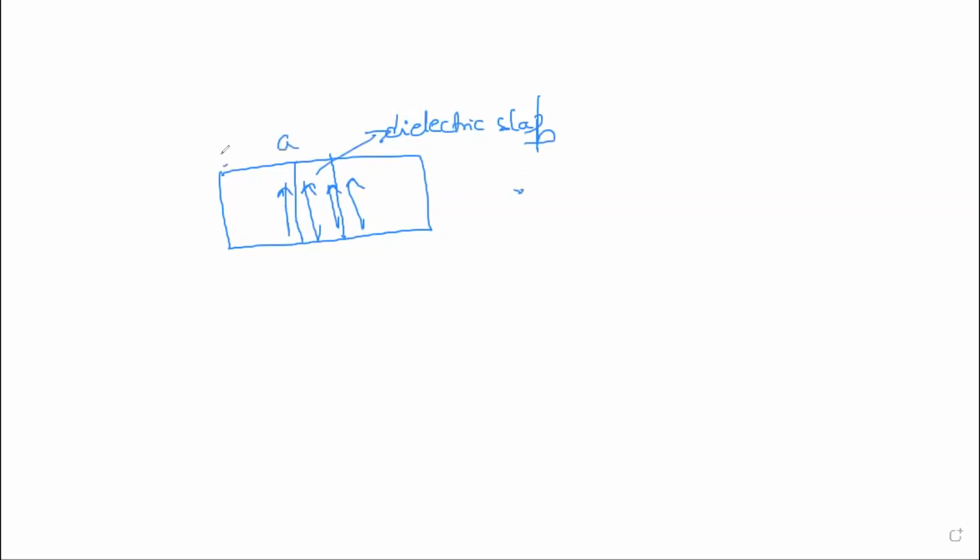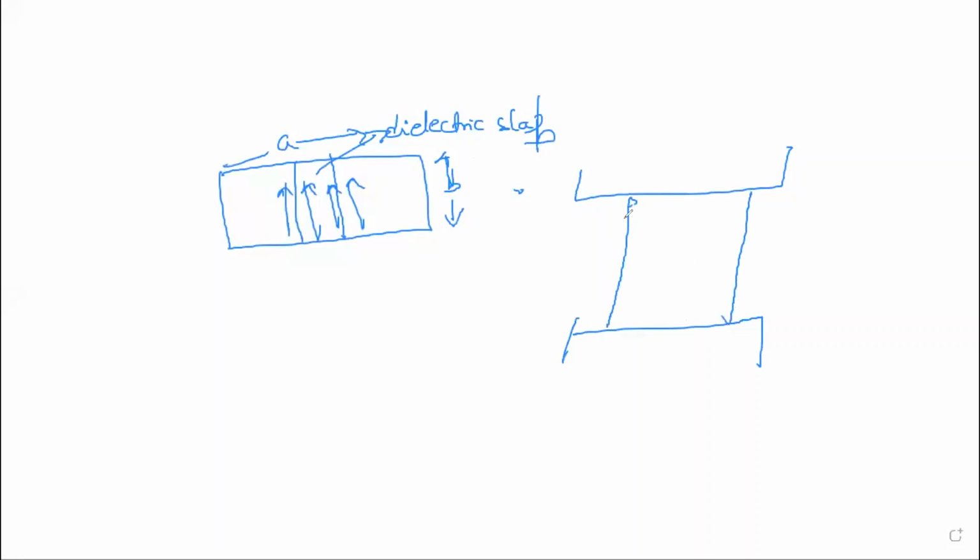This will be your a and b, which define your length as well as your width. Suppose you are considering it in a parallel direction, so it will be in terms of input and output, where you will be placing the phase shifter in between.